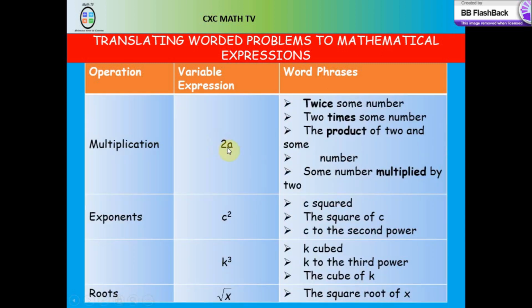Multiplication now, right? If you see 2a, you can say twice some number a, 2 times some number, the product of two numbers, or some number multiplied by 2. Exponents now, pretty much similar. If you see c squared, they can say the square of c, or c to the second power. k cubed, they can say k to the third power, or the cube of k. And square roots now, this means the square root of x.